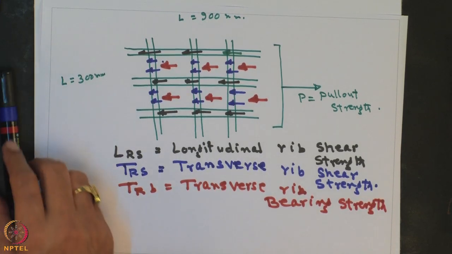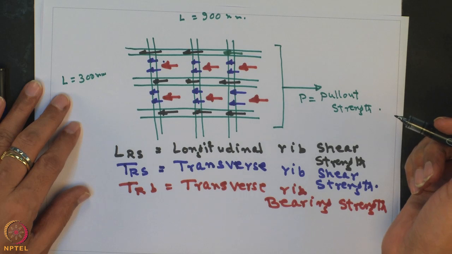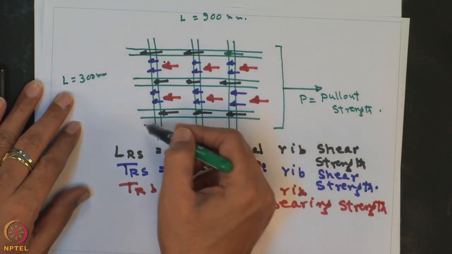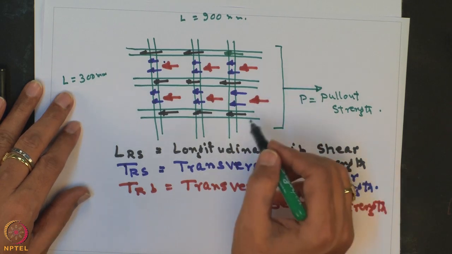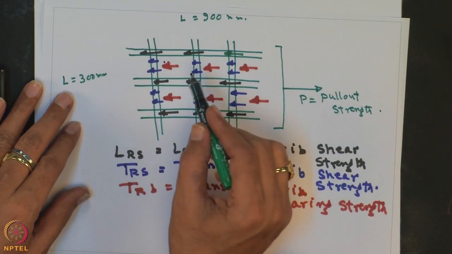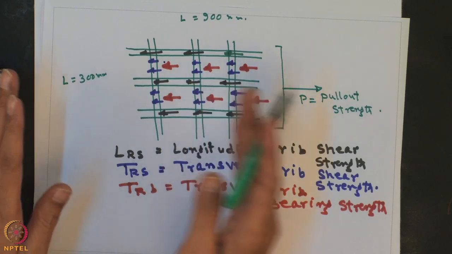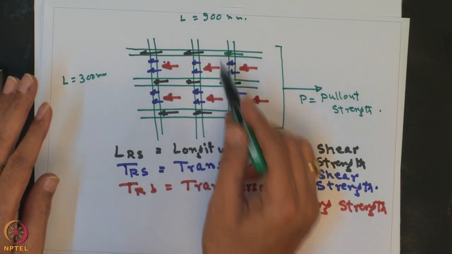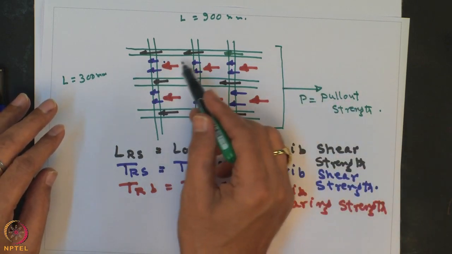So we wanted to see that when this geogrid material is pulling, there is a development of shear strength along the longitudinal rib as well as the transverse rib here. And apart from the longitudinal and transverse rib, there is a transverse rib bearing strength. We wanted to see which part of the geogrid material bears the maximum strength, whether the longitudinal rib, the transverse rib, or the transverse rib bearing capacity.